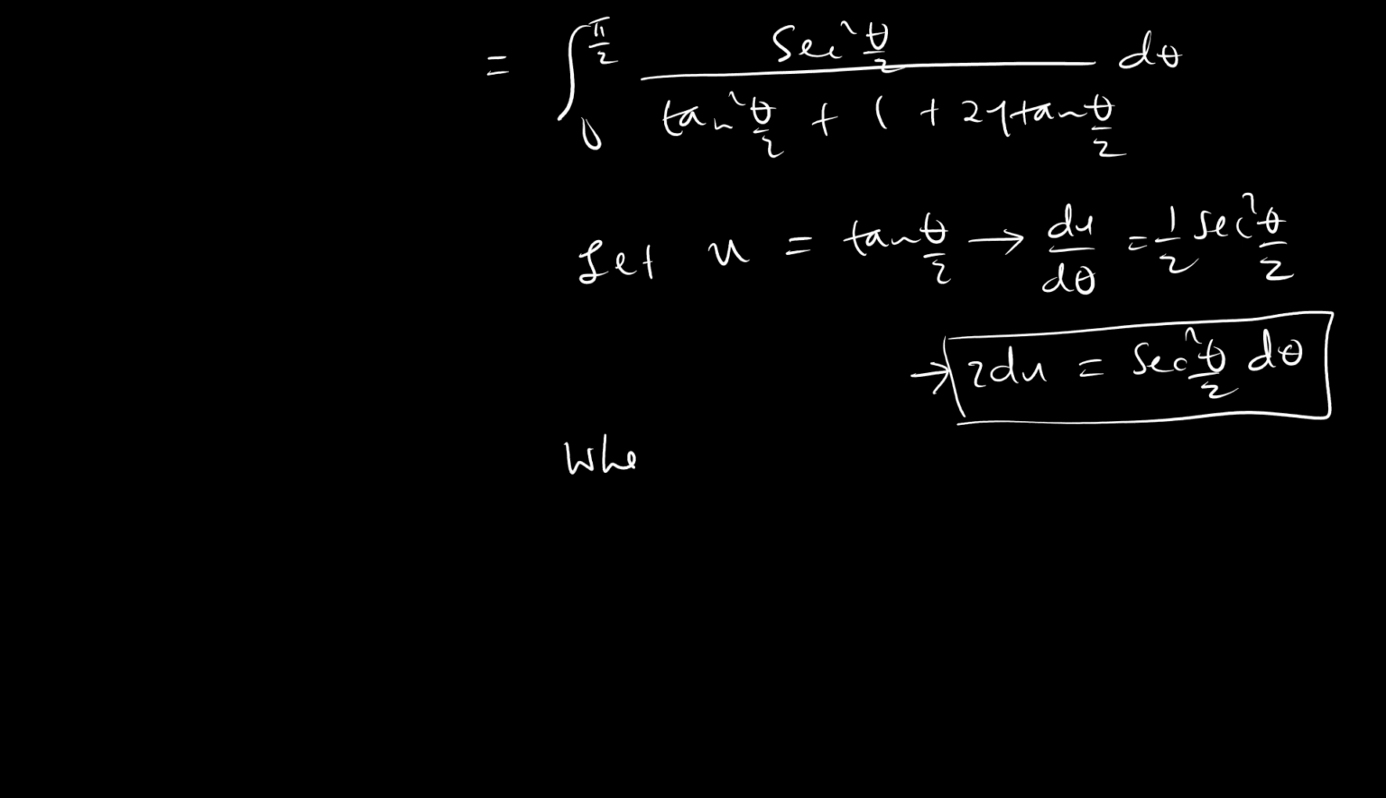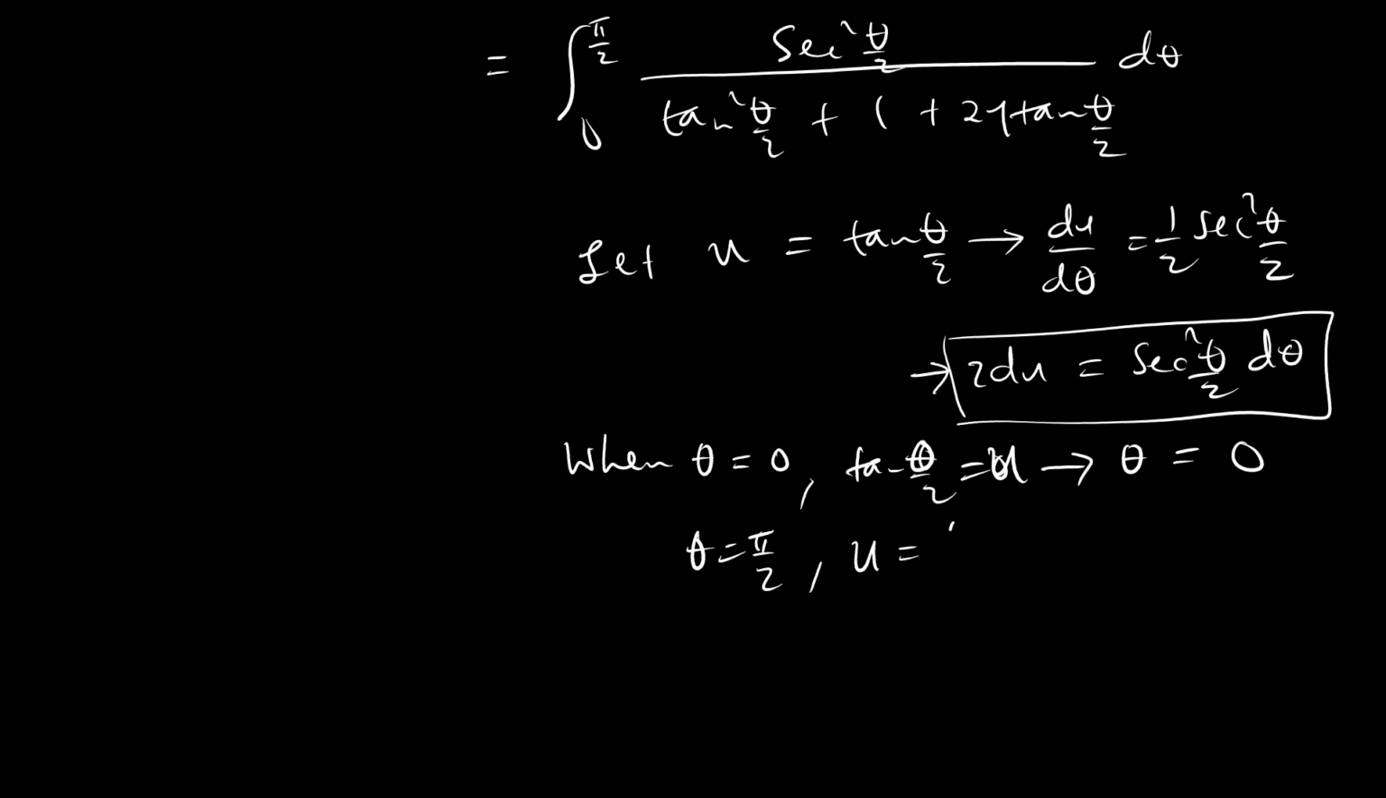So when theta equals 0, tan(theta/2) equals 0, meaning that u equals 0. When theta equals pi over 2, we see that u equals tan(pi/4), such that u equals 1.